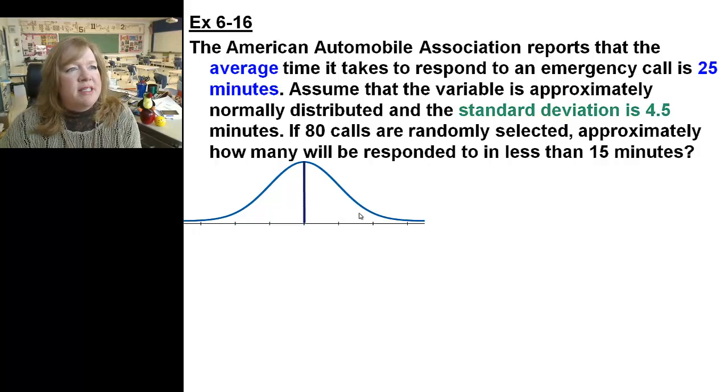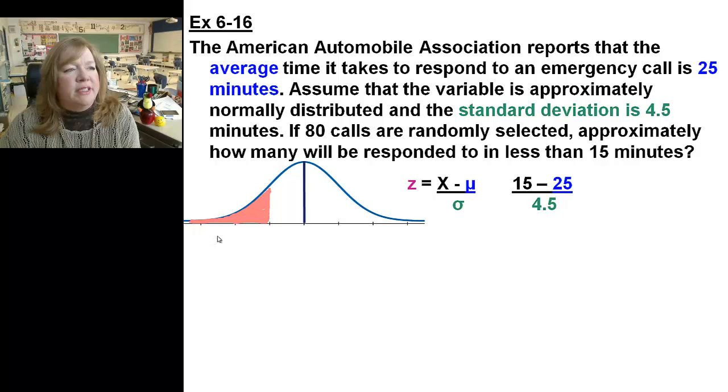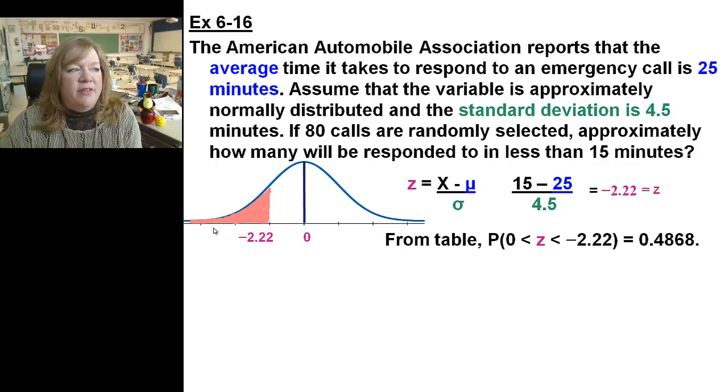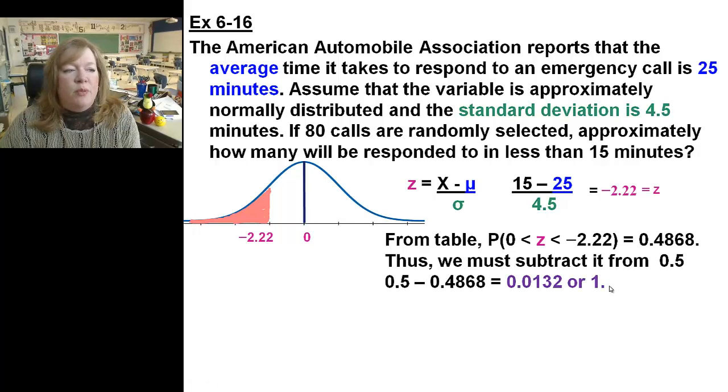So if we do this, less than 15 minutes, what was the mean? 25 minutes is the mean. It's to the left of the mean, so 15 would be drawn down here. 15 on down, so you're looking for a little tail. 15 minus 25 over 4.5, negative 2.2 gives you your z-score. It's to the left of that. So the probability from 0 to negative 2.2 is 0.4868. That's from our table. So we have to subtract that from 0.5.